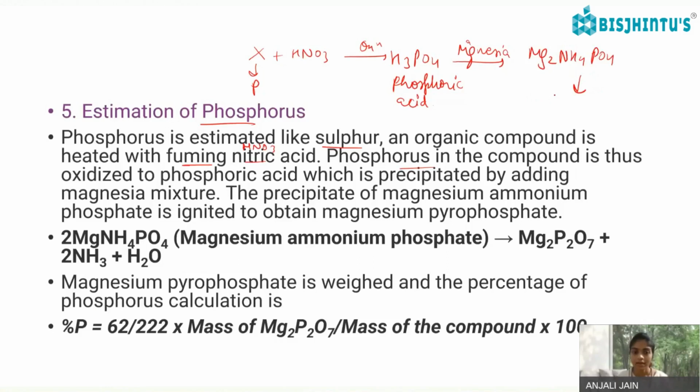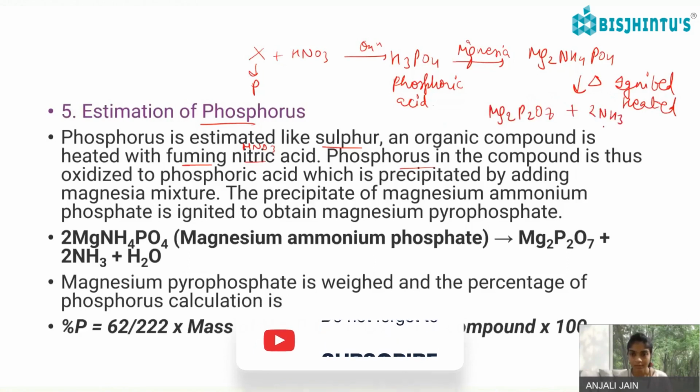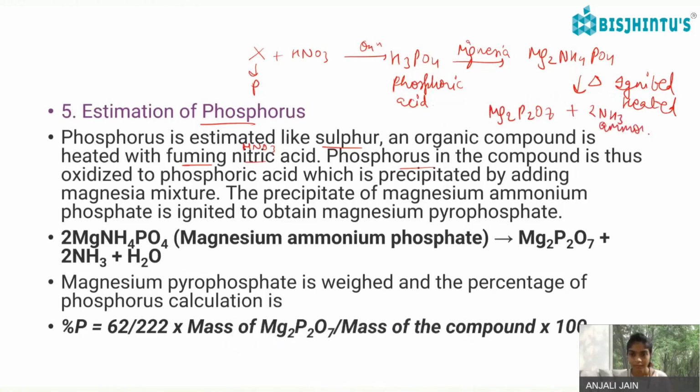So, this precipitate of magnesium ammonium phosphate, when it is ignited or heated, gives you magnesium pyrophosphate, which is Mg2P2O7, and ammonia is removed and a water molecule is formed. Magnesium pyrophosphate is weighed, and the percent of phosphorus is calculated.